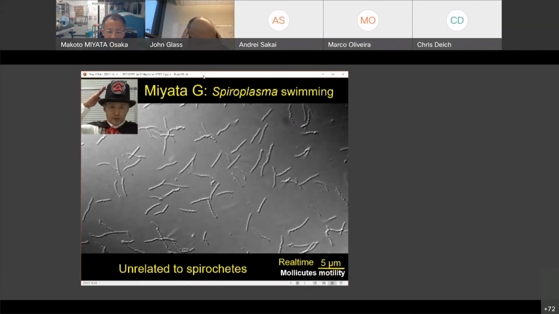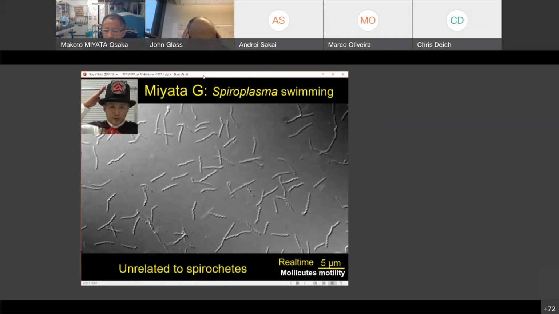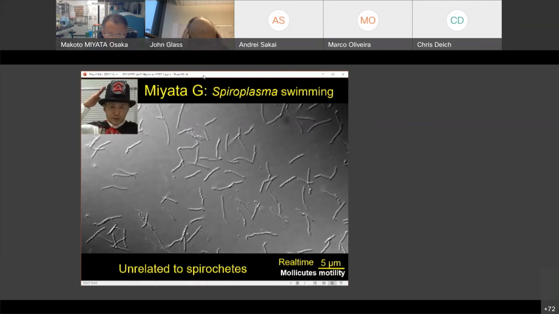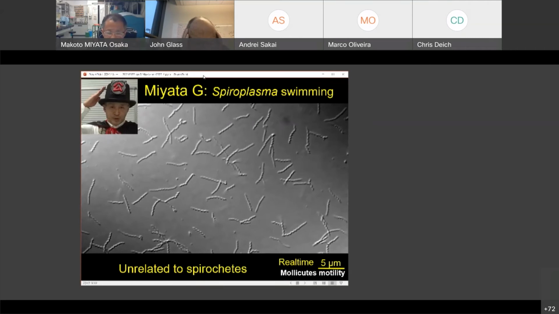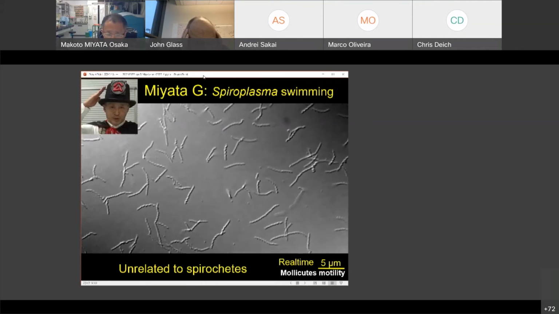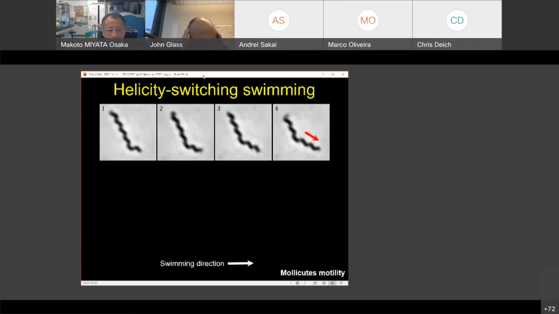This is the real-time movie of the Spiroplasma swimming. Spiroplasma belongs to the class Mollicutes. This looks like the spirochetes, but actually this mechanism is unrelated to the spirochetes swimming. Here is the image of the video, and here is the schematic.